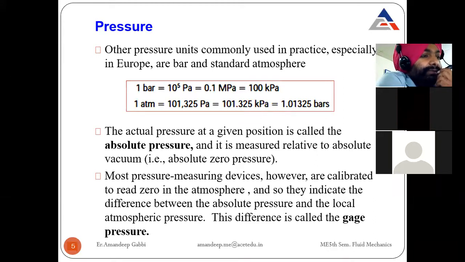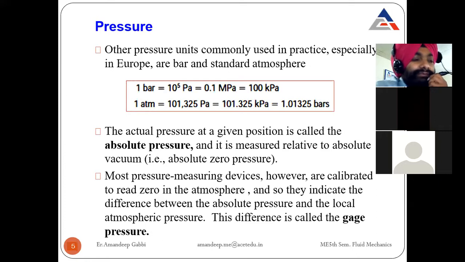So actual pressure at a given position is called absolute pressure. You may have heard, the absolute pressure of this particular process is this. So actual pressure, we call it absolute pressure. It is measured relative to absolute vacuum; absolute vacuum is taken as the base, and you measure pressure from that. Most pressure measuring devices, however, are calibrated to read zero in the atmosphere, and so they indicate the difference between the absolute pressure and the local atmospheric pressure.